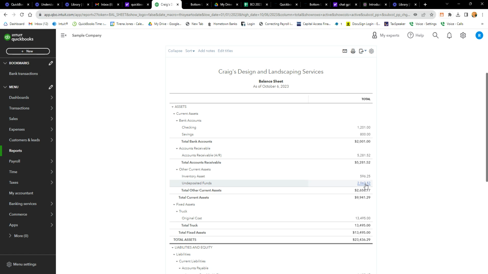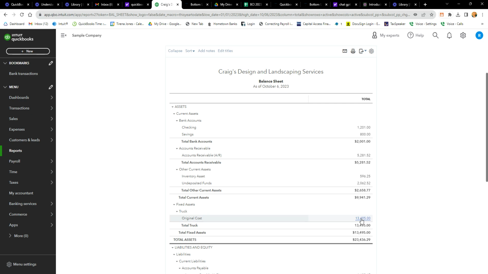And then in the next section, we have a truck. We have a truck, original cost, $13,495. We always record assets, most generally, at the original cost of the asset. So if you paid $13,495, and you paid $5,000 cash and got a loan on the rest, we still record the truck at original cost.